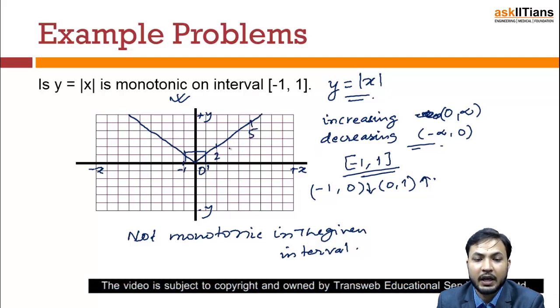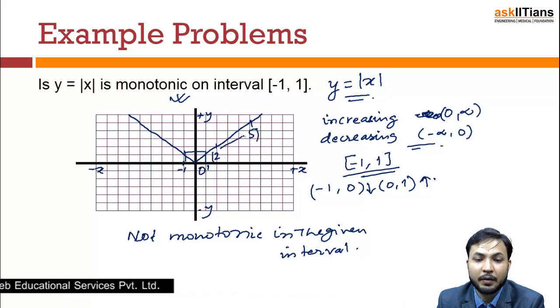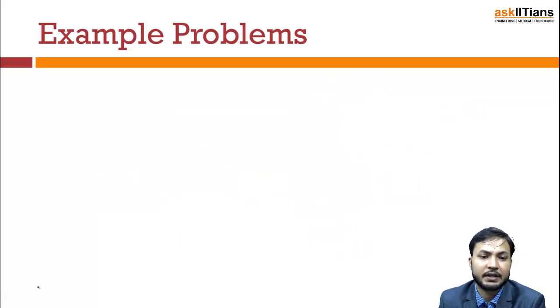Now if it were in the domain of, let's say, 2 to 5, this function would have been increasing, right? But in this part, the function first is decreasing and then it is increasing, so it does not become monotonic. If it were in that domain, however, it would have been increasing and thus it would have been a monotonic function. Alright, now let's look at the next example.